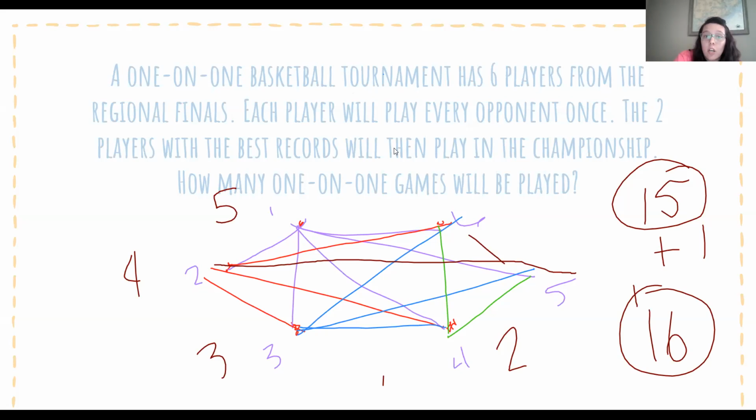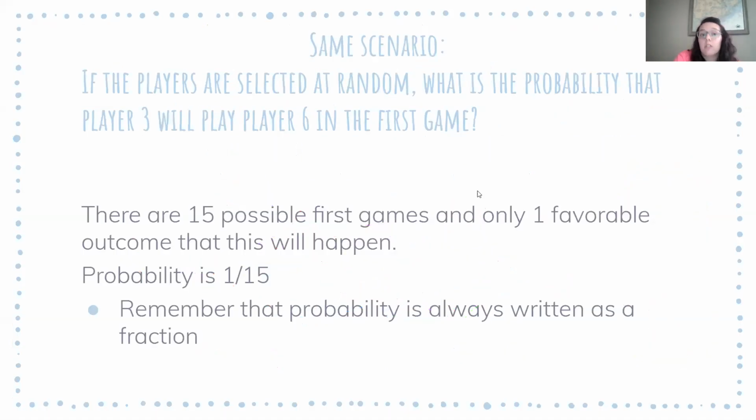Looking at one last example, because this is something else that you guys will see since we've been talking about probability. So using the same scenario, it says if the players are selected at random, what is the probability that player 3 will play player 6 in the first game? So in this, the answer is already here for you guys, but just to explain this a little bit, it says there are 15 possible first games. So that's kind of what I already figured out in the following slides, that there are 15 games. The last game, the 16th game, was the championship, so we're not counting that in this.